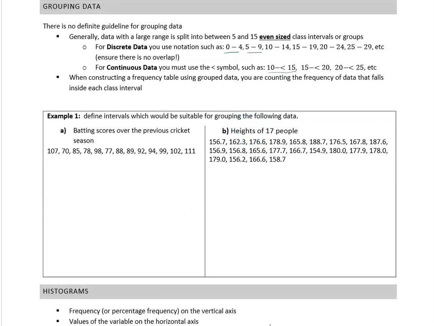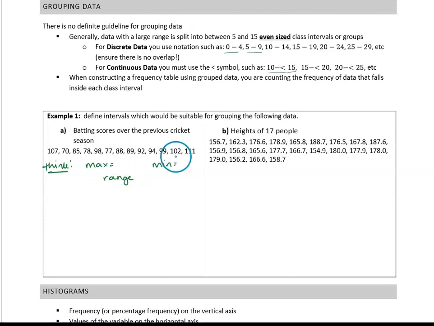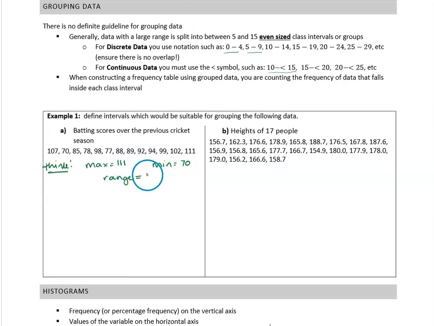When I need to split this data up into groups, into the intervals, if I look at example A with the batting scores over a previous cricket season, what I want you to think, or at least what you're going to write down before you do the work, is: what's my maximum, what's my minimum, and what's the range of that data? Remember your maximum is your highest. Here I can see I've got a value of 111, so I need to fit that in at the top end of my intervals. My minimum here is 70, so I don't have to go any lower than that. The reason I think about the range, which is your maximum minus your minimum, is that my range here is 41.